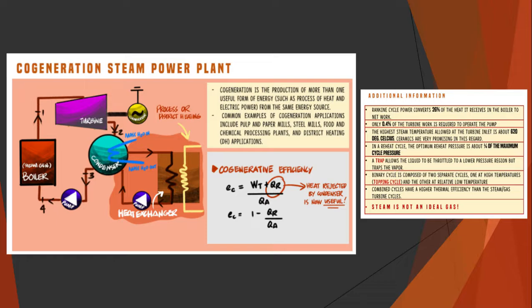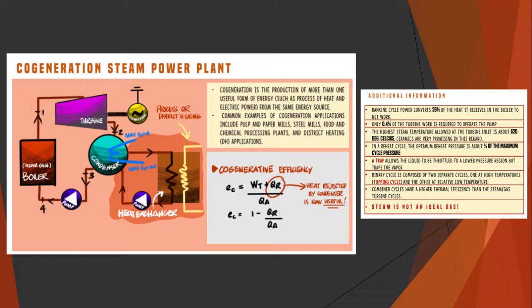Additional information: Rankine cycle power converts 26% of the heat it receives in the boiler to net work. Only 0.4% of the turbine work is required to operate the pump. The highest steam temperature allowed at the turbine inlet is about 620 degrees Celsius. Ceramics are very promising in this regard. In a reheat cycle, the optimum reheat pressure is about one-fourth of the maximum cycle pressure.